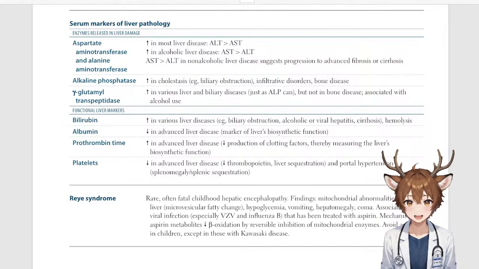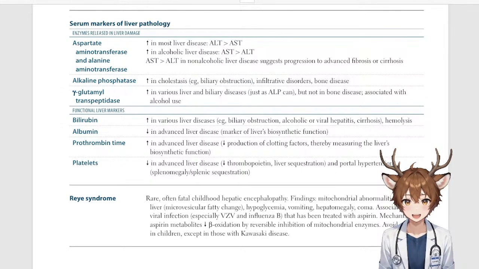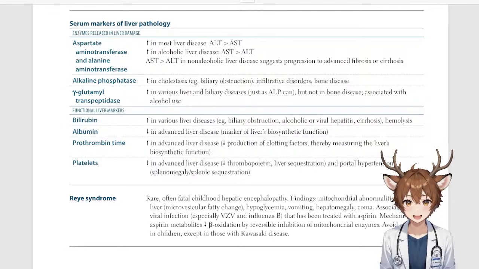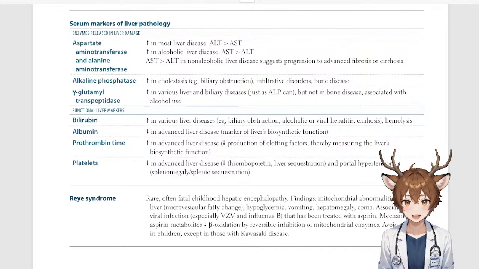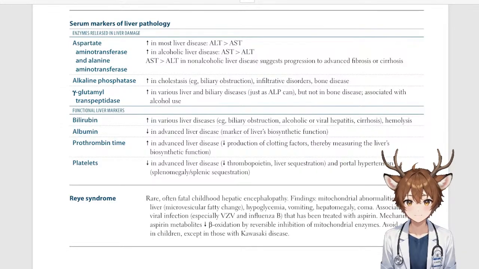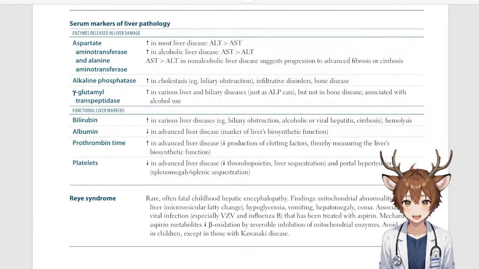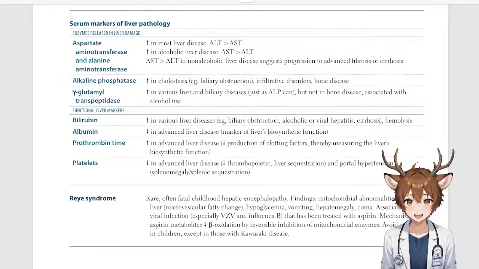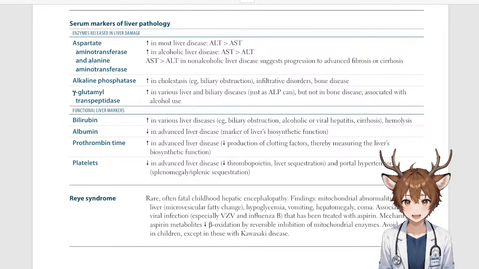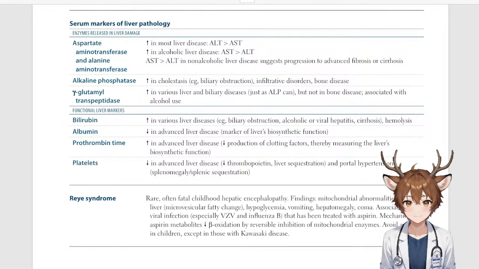What about ALK-PHOS, alkaline phosphatase? Increased in cholestasis, biliary obstruction, infiltrative disorders, and bone disease. What about gamma-glutamyl transpeptidase? It is increased in various liver and biliary diseases, just like ALP can be, but not in bone disease. It is located in the canalicular membrane of hepatocytes like ALP, and is associated with alcohol use.